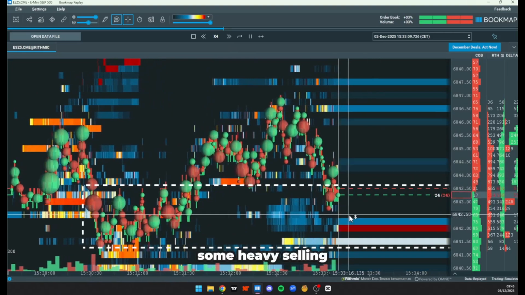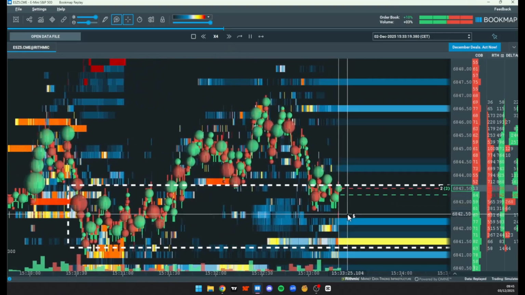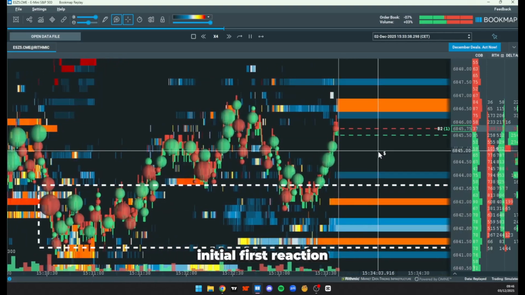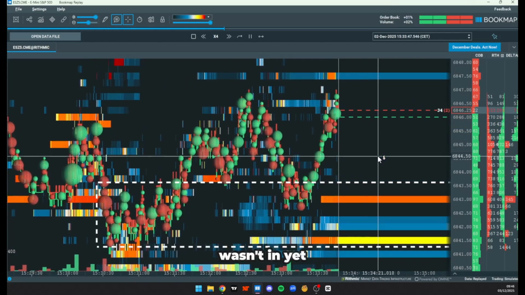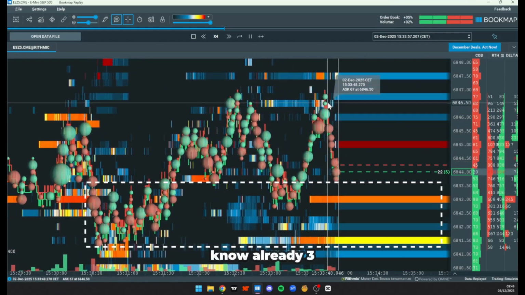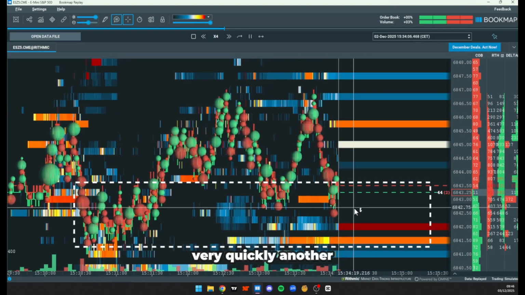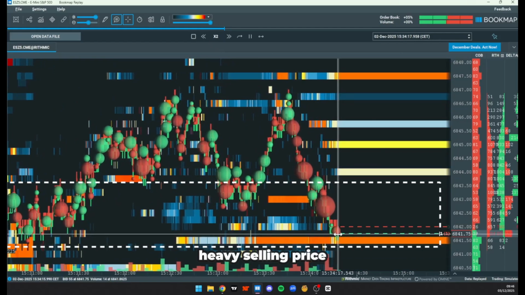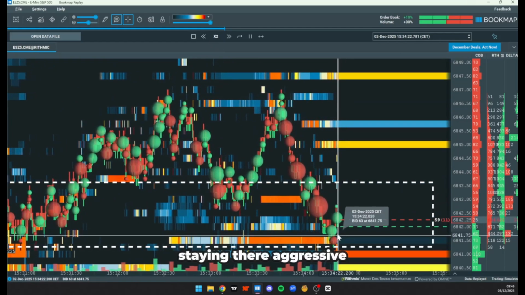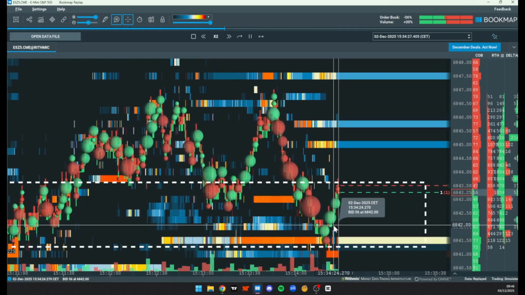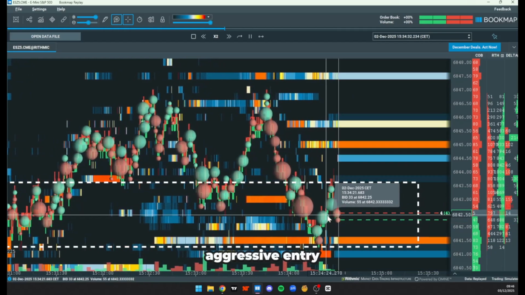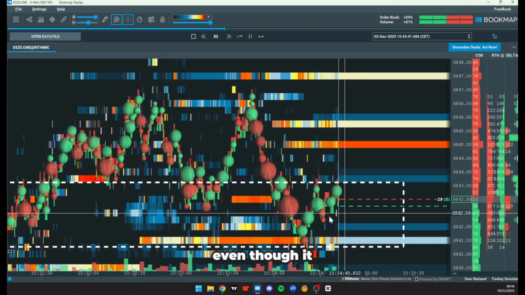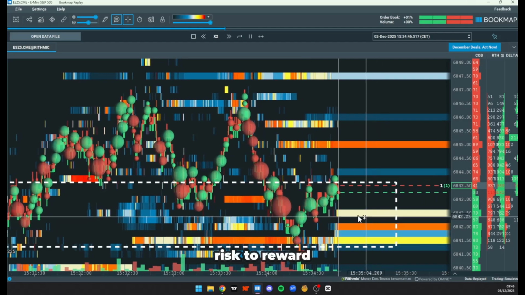Here you see some heavy selling again. That looks like it's getting absorbed. Some heavy buying stepping in as well. Also a good initial first reaction. I still wasn't in yet. Patient, even though it was already a 3-4 point move very quickly. Another drop into this area. Heavy selling, heavy selling. Price cannot go any further, staying there. Aggressive buying stepping in. Great reaction. This could be the aggressive entry. This could have been a first entry. I didn't enter there, even though it would have given me a better risk to reward, to be honest.